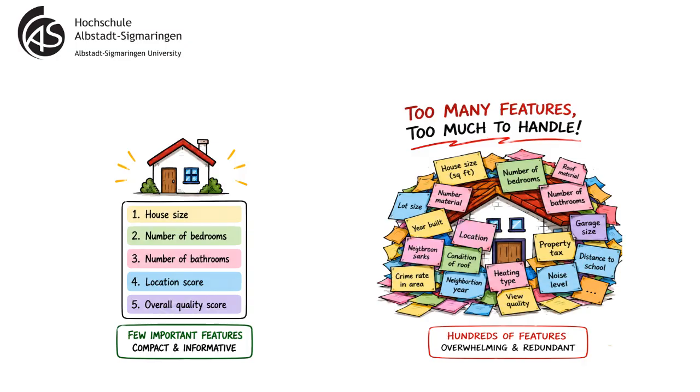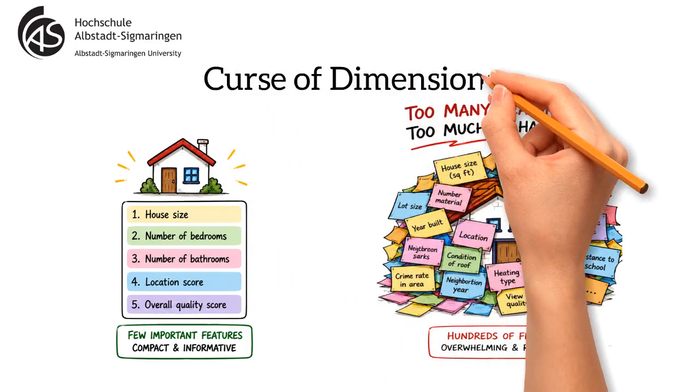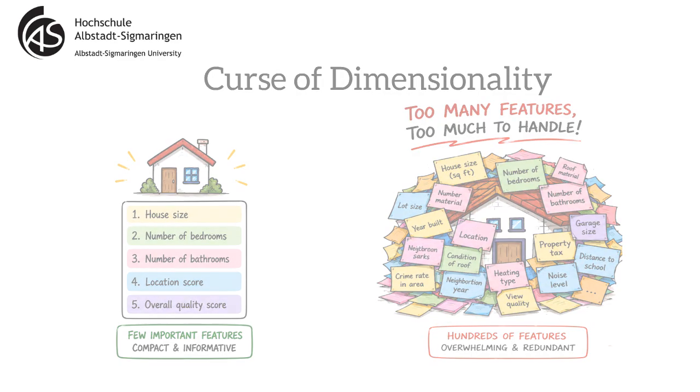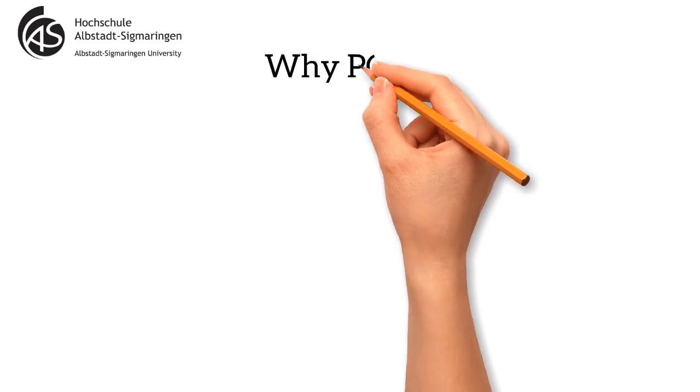Finding patterns becomes difficult, visualizing the data becomes nearly impossible, and machine learning models often require more computation. This challenge is known as the curse of dimensionality. So how do we solve this problem? Dimensionality reduction helps in 3 important ways.